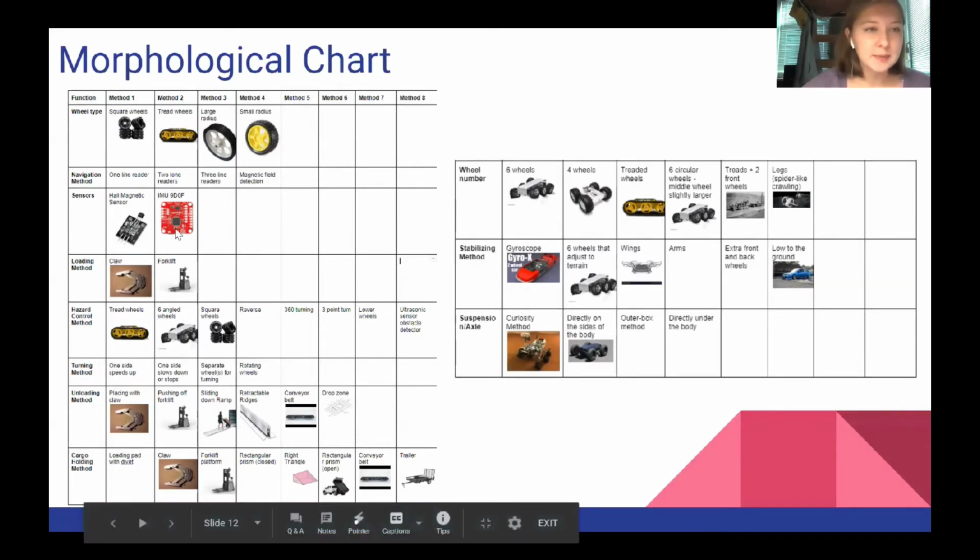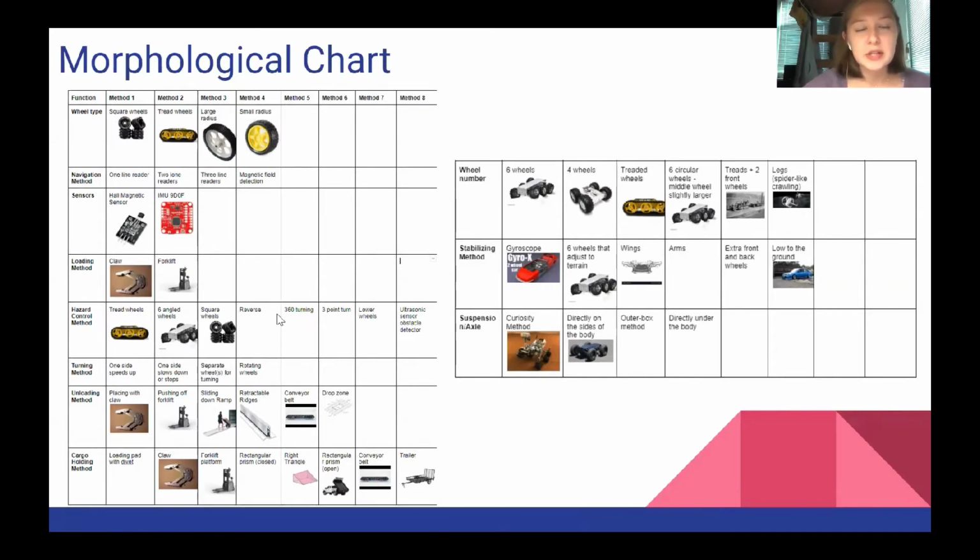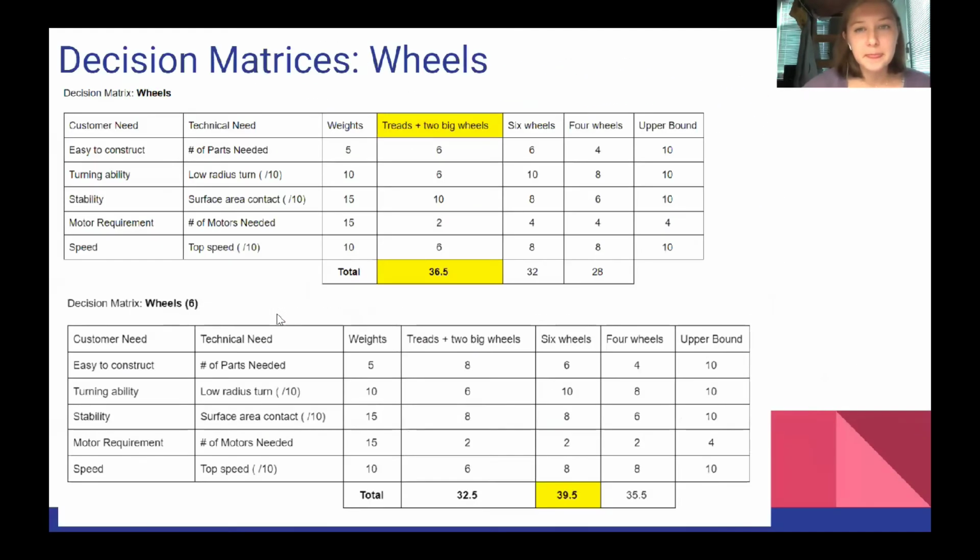The best aspects in this morphological chart ultimately culminated into the initial prototype. Some aspects of the design that had greater debate within the group were analyzed using decision matrices. The first time we made a decision matrix for the wheels, we decided that treads with 2 bigger wheels in the back was the best design, determined by its ability to be constructed easily, its turning ability, its stability, the requirement for motors, and the ability to move with efficient speed.